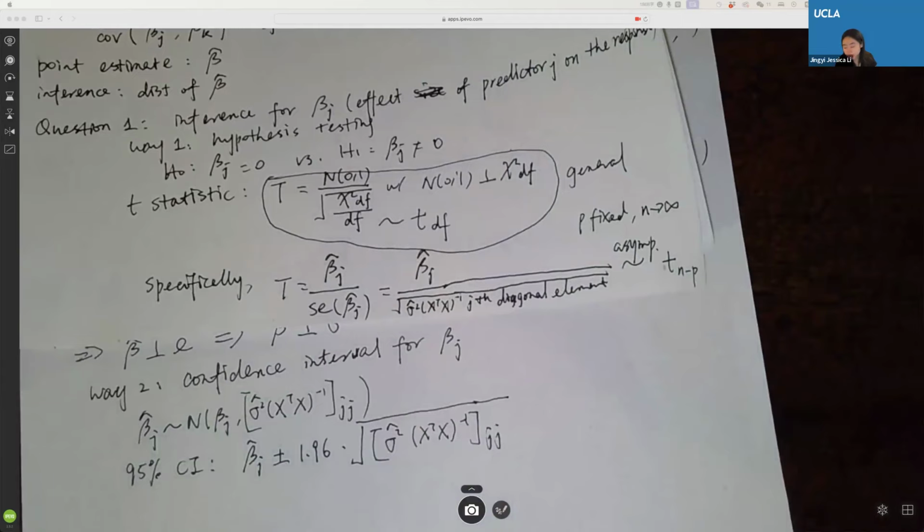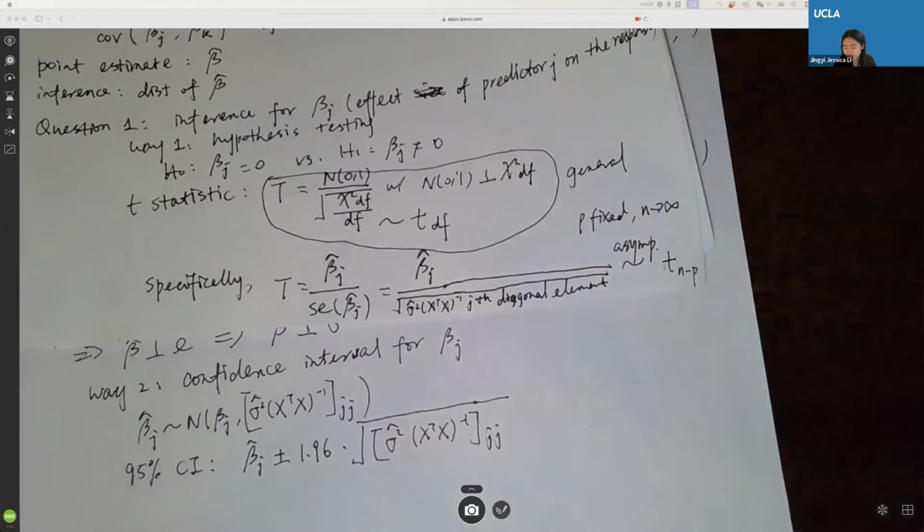That's it. So essentially, you can see why I said this interval is random, because beta j hat is random, sigma square hat is random, right? So therefore, you have a random interval. So essentially, people can make decisions in two ways.